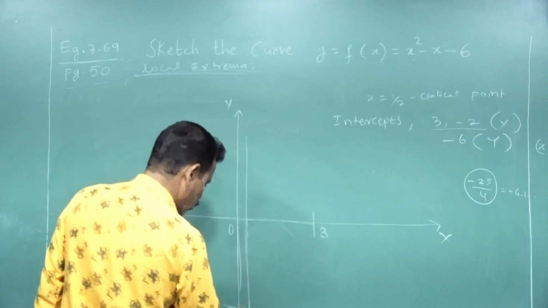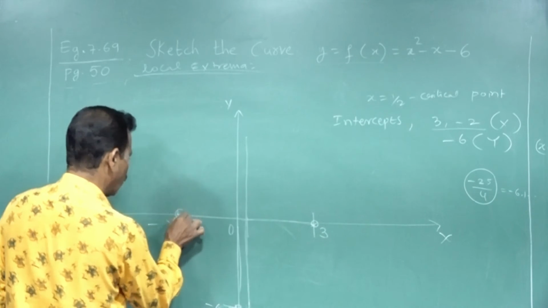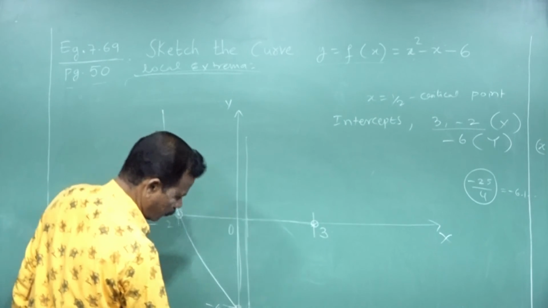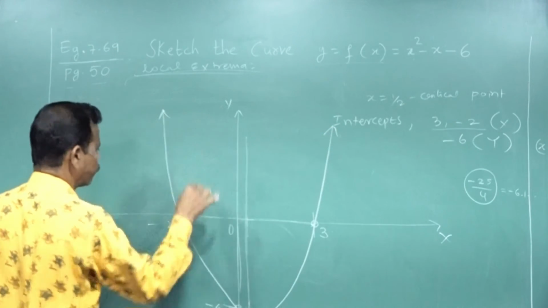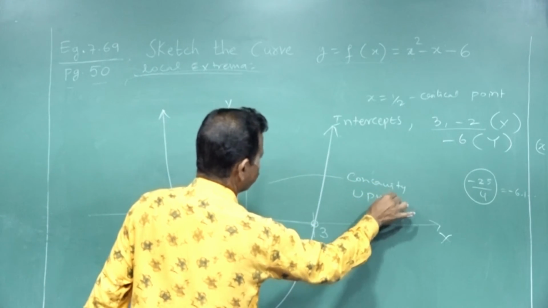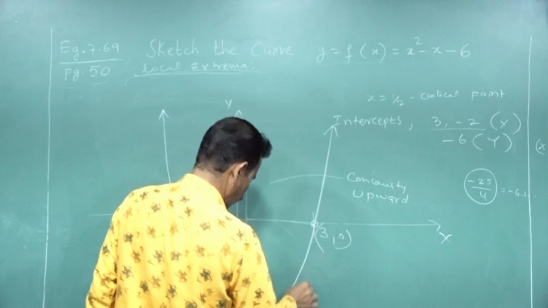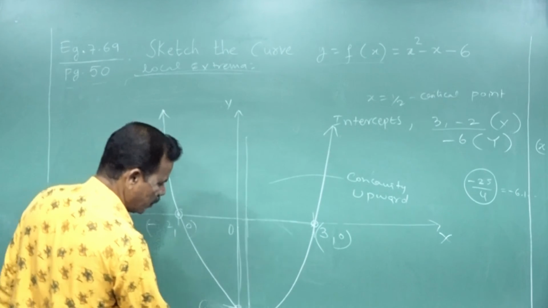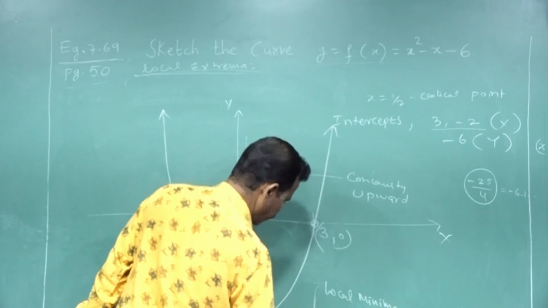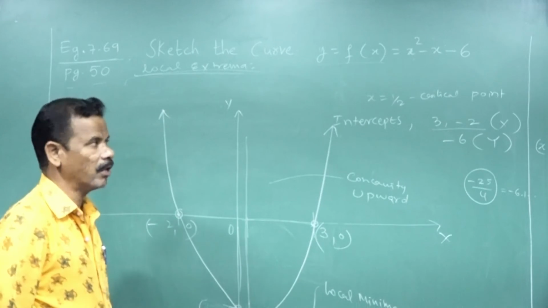So these are the points, and the critical point value is minus 25 by 4. We start from here. The curve is concave upward. This is minus 2 comma 0, this is 3 comma 0, and this is 0 comma minus 6. Minus 25 by 4 is the local minimum. Local extrema means only a local minimum here. So this is the sketch of the curve for the given function.